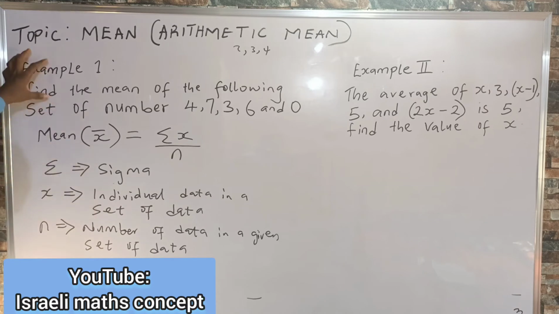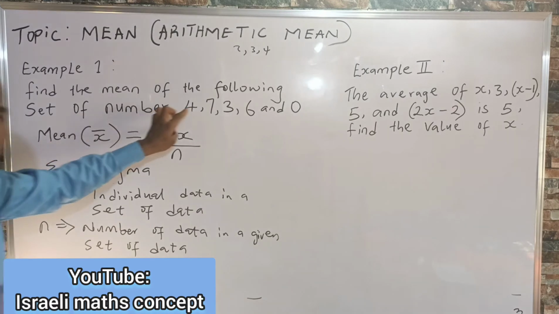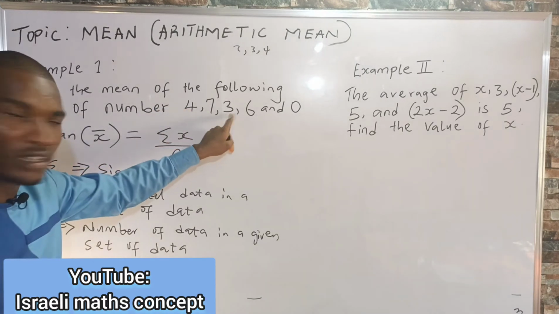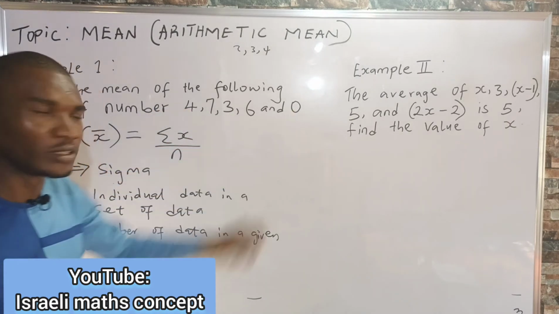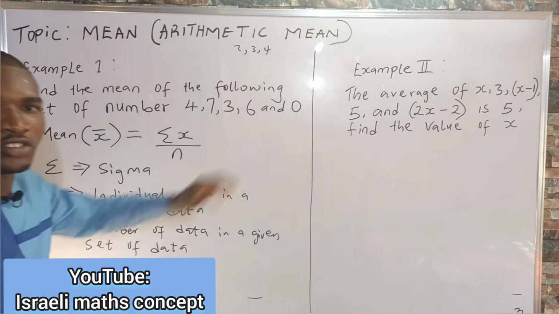All right, let's read out the first example we have here and solve it practically so that you see how you compute your arithmetic mean whenever you are given a question to solve. The first example says, find the mean of the following set of numbers: 4, 7, 3, 6 and 0. So how do we find the mean of this given set of numbers?